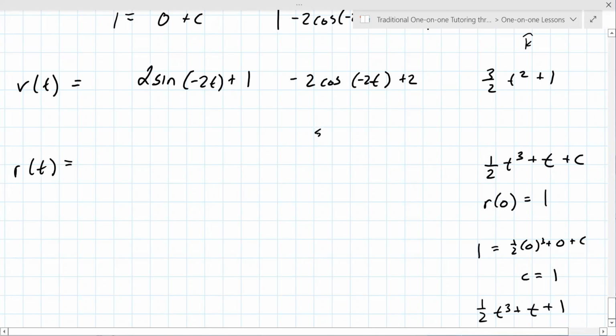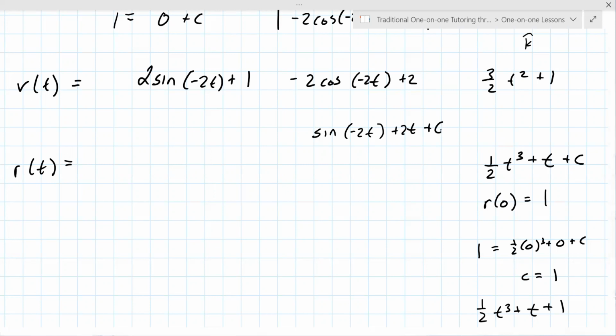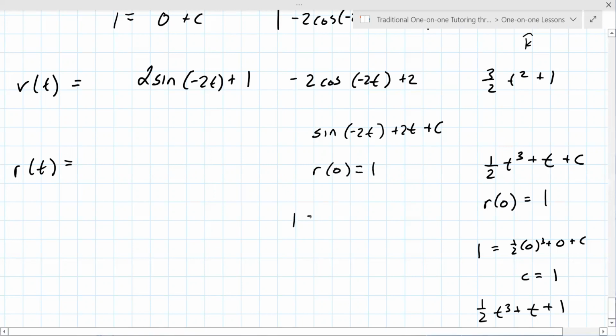Antiderivative of cosine is sine, so sine minus 2t. Derivative of sine is cosine, so that part checks out. Minus 2 times t, the derivative of this is minus 2. That works with that. Plus 2t plus c. So again, you have this R of 0 equals 1. So 1 equals sine 0 plus 2 times 0 plus C. So it does end up working out that C is 1, but kind of dangerous to just generalize that to everything.